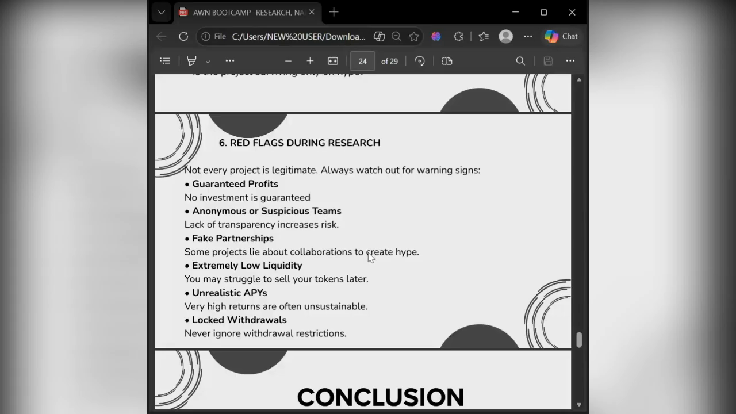Anonymous or suspicious teams, number two. Lack of transparency increases risk here. In terms of anonymous suspicious teams, there are projects where you cannot link it to anybody. You cannot link it to any team at all. They are just anonymous.